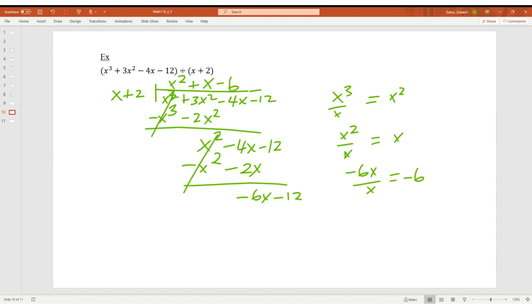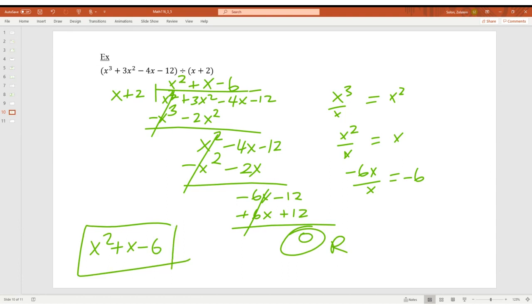Back multiply. Negative 6 times x is negative 6x. I have to change it into plus. Don't forget to change it into minus or plus, depending on the sign. So this is negative. I'll change it into plus. Negative 6 times 2 is negative 12. I'll change it into plus. So this cancels out. Negative 12 plus 12 is 0. So the remainder is 0. So the quotient is x squared plus x minus 6. Do you guys see the answer? And correct your answers.